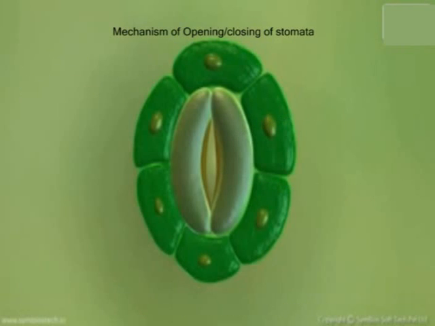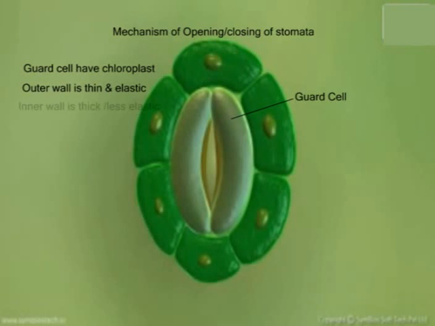Mechanism of opening and closing of stomata. The guard cells control the opening and closing of stomata. Each stomata is flanked by two guard cells. The guard cells have chloroplasts, the structures that carry out photosynthesis. So they carry out photosynthesis during the day. The outer wall of the guard cells is thin and elastic. The inner wall is thicker and less elastic.